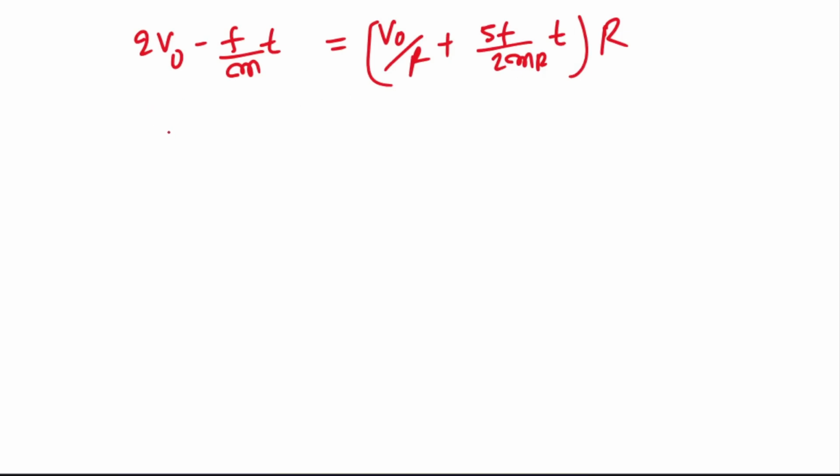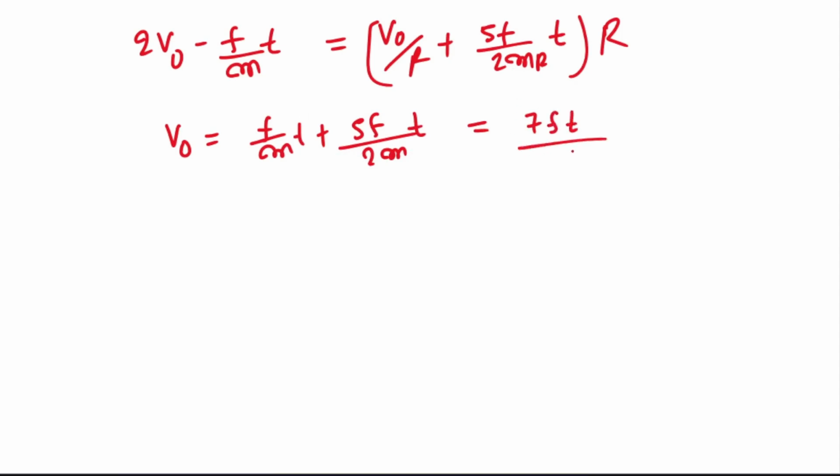So 2 V naught minus V naught, we will be left with V naught. F by m t को इधर लेकर जाओ. So F by m t plus 5F by 2m into t, and this will be equal to how much? This will be equal to 7Ft divided by 2m, right? Okay, so this is this. अब देखो v naught is equal to this one. So what is the value of time we are getting? This is 2m v naught by 7F.